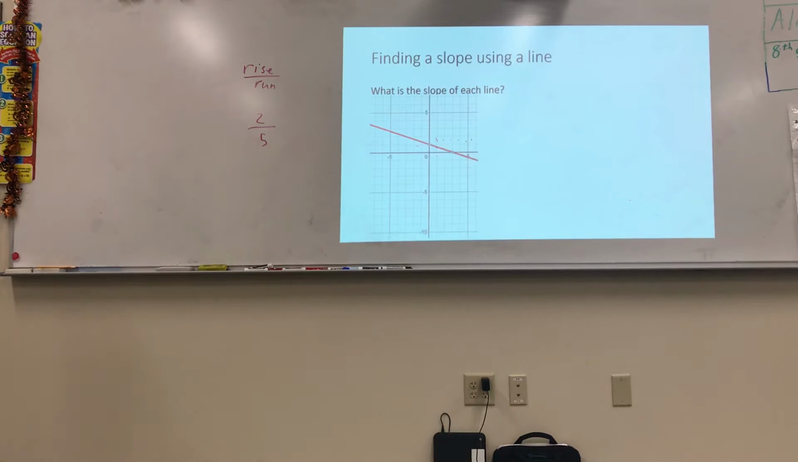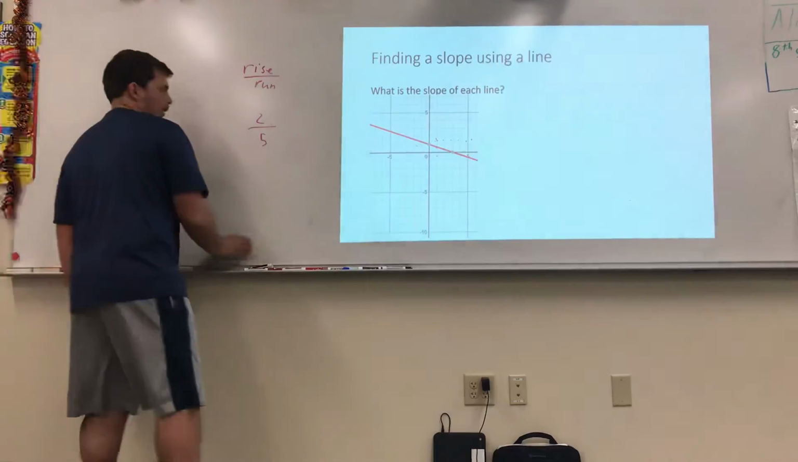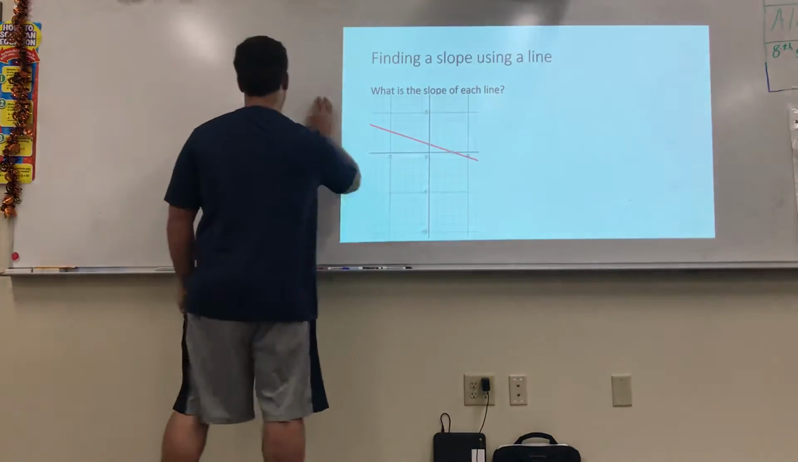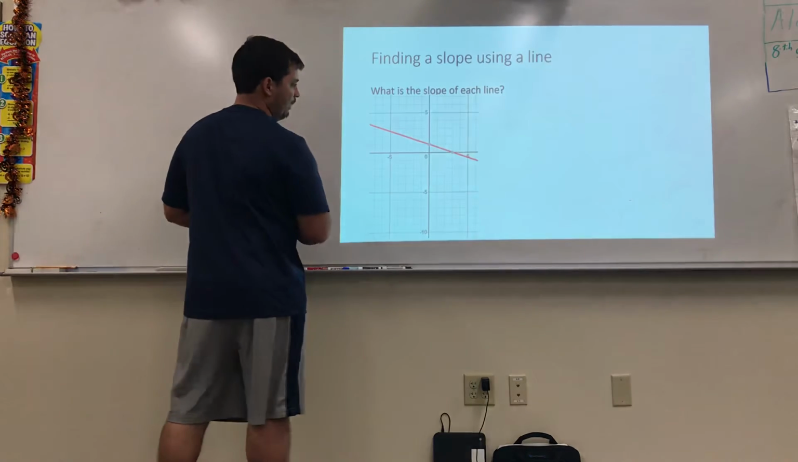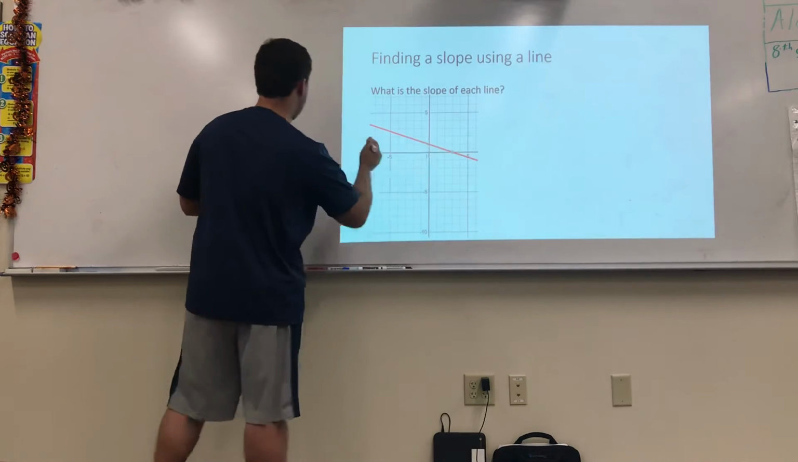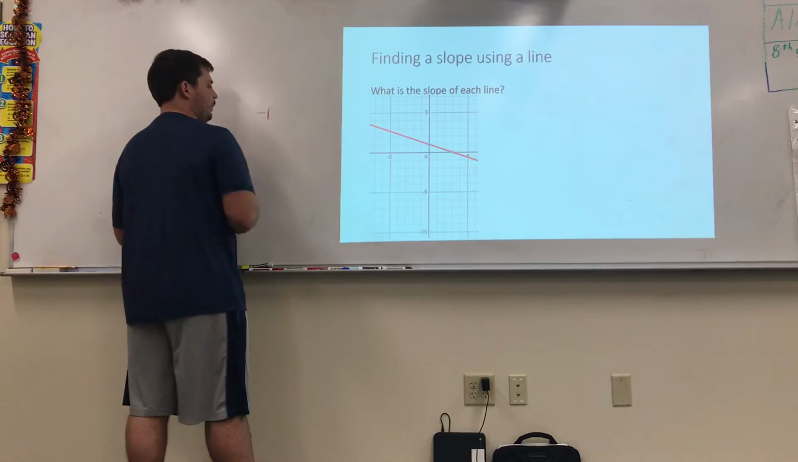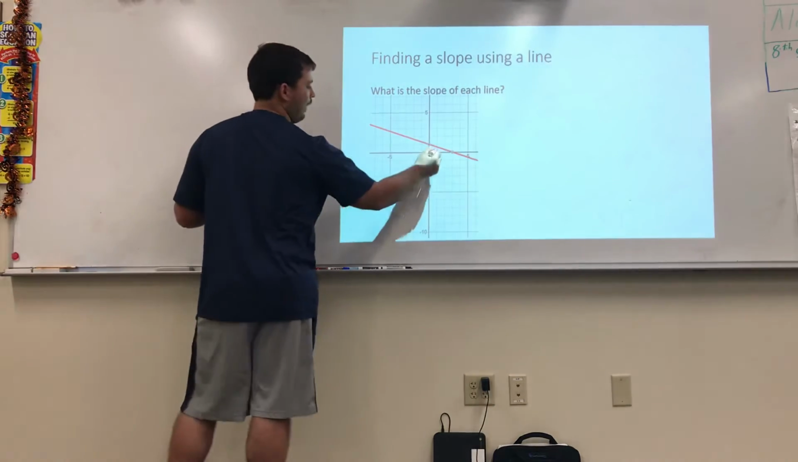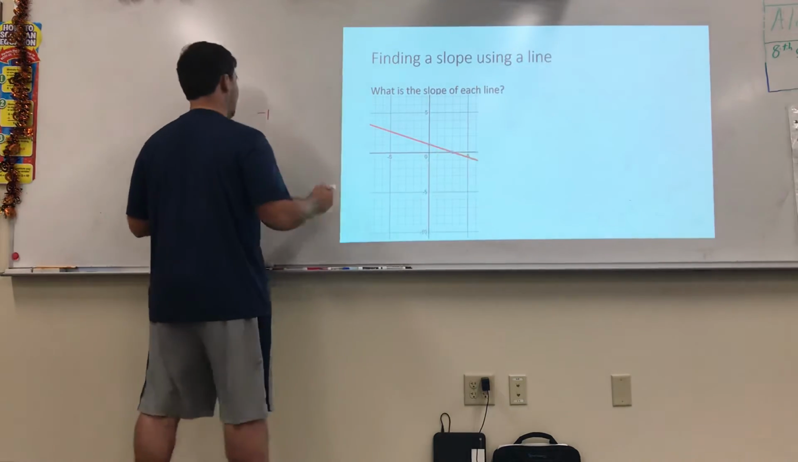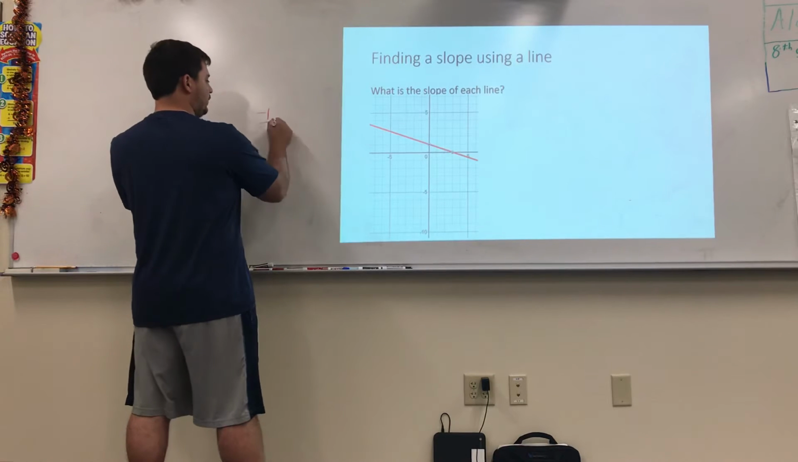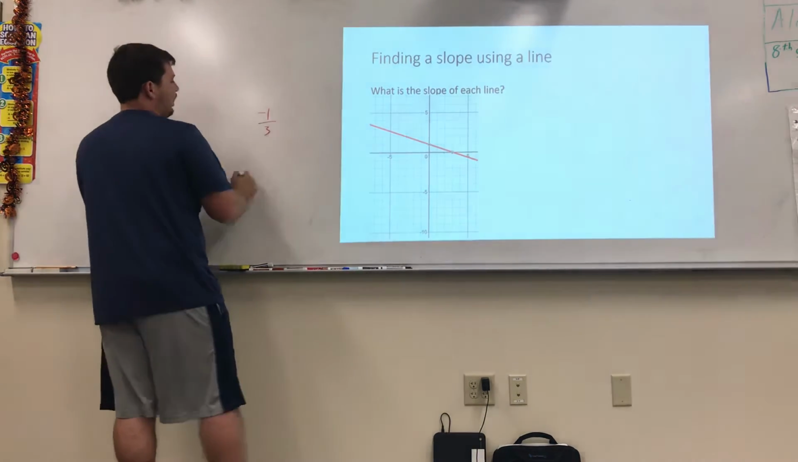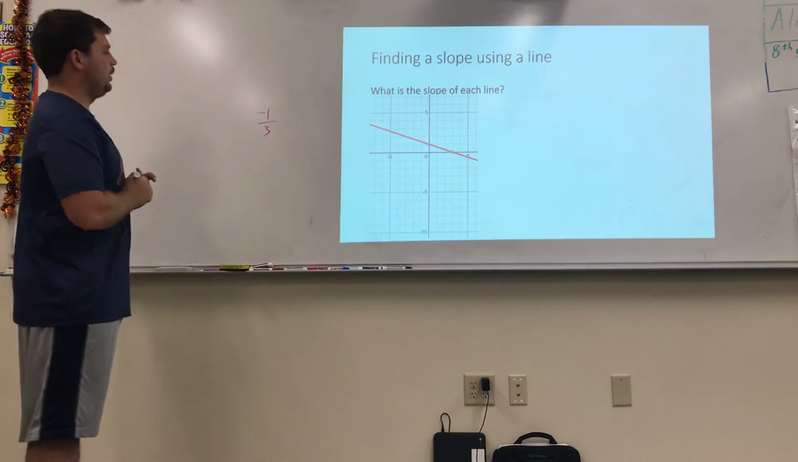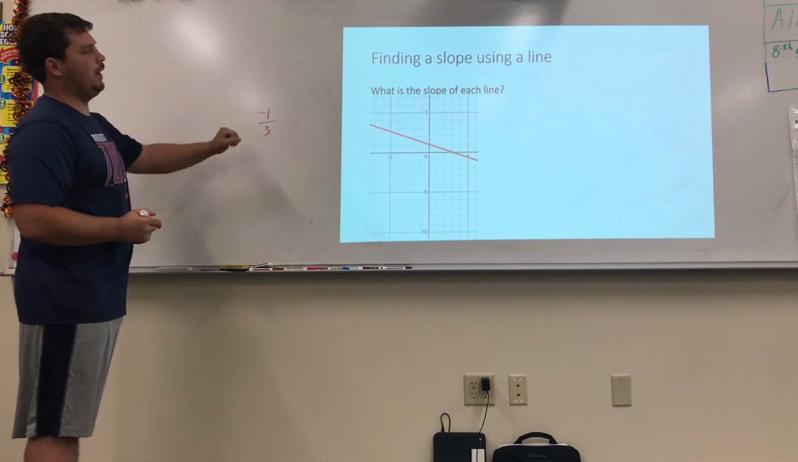Now, this one is going to be a little bit different. Okay, I have to get to these 2 points. I have to go down 1, which means negative 1, and I go to the right 1, 2, 3. It would be negative 1 over 3. Rise over run.